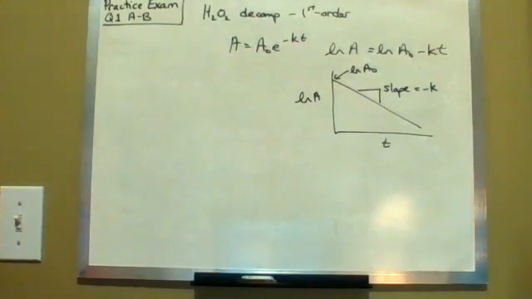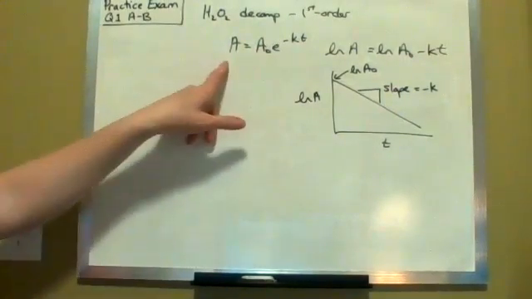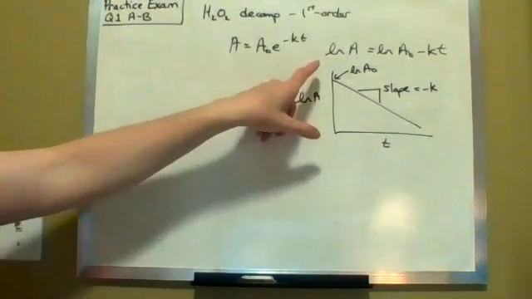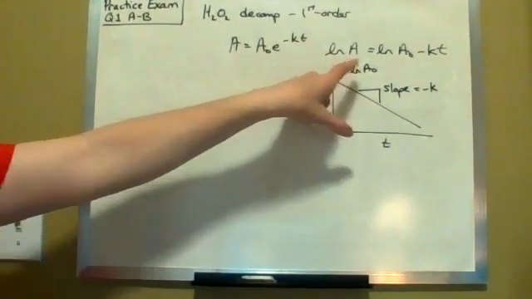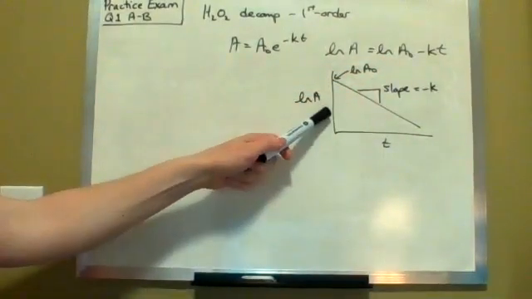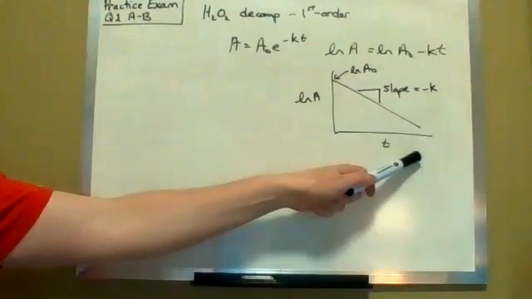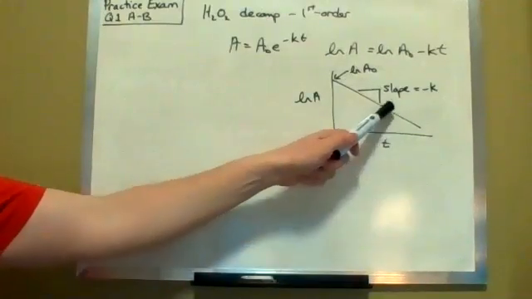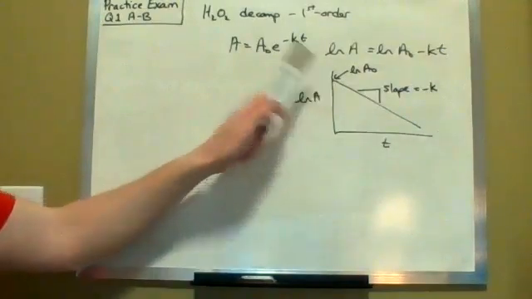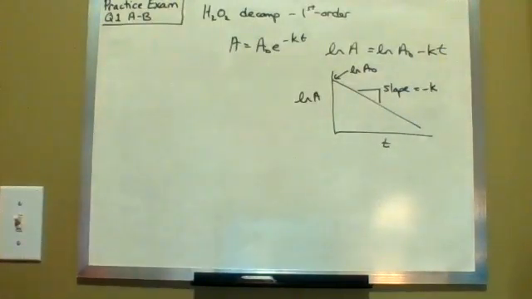So right away we know our rate law equations for first order. So A equals A naught e to the minus kt, and then also broken down to find the straight line, you have ln A equals ln A naught minus kt. So if you plot ln A versus time, you end up with a straight line, the slope of which is minus k, which is the rate constant, and your y-intercept is ln A naught.